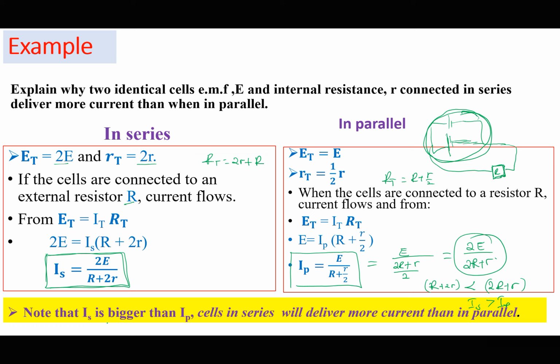So cells in series will deliver more current than when in parallel. If cells are used in series, they are going to deliver more current than when they are in parallel. The disadvantage is that there will be more lost volts when used in series, but they will deliver more current than when in parallel. They will also, of course, dry out. They will get used up very fast if used in series. But of course, those in parallel would last longer.